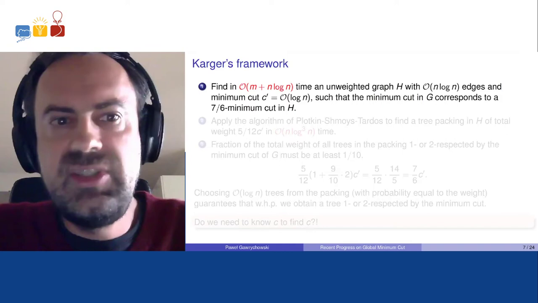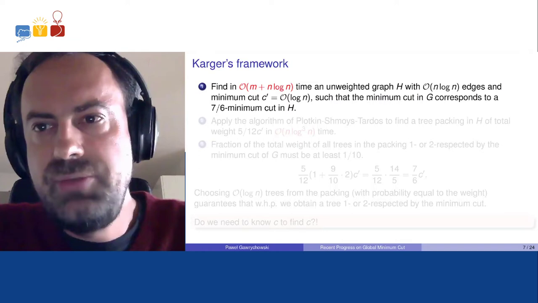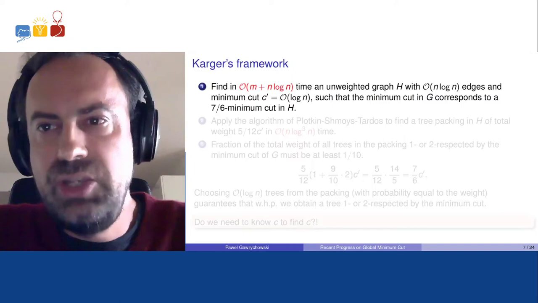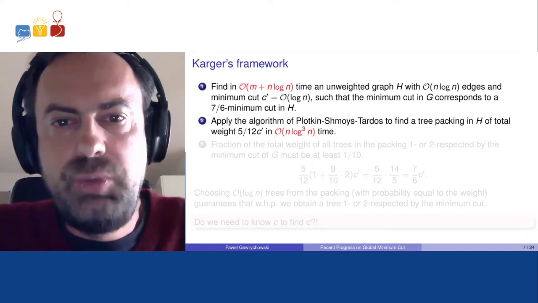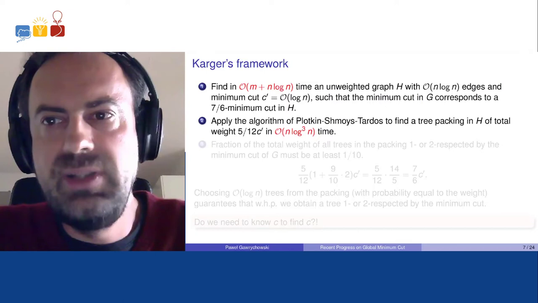So informally speaking, you take your graph G, you produce a new graph. It's called a skeleton because it's sparse and it still captures some information about the original minimum cut. Then he applied some known algorithm to find a tree packing in H. So there's an algorithm by Plotkin, Shmoys and Tardos, and it's an approximate algorithm. So it will not find the best possible tree packing, but it will find one that's not too bad. And it's very efficient.